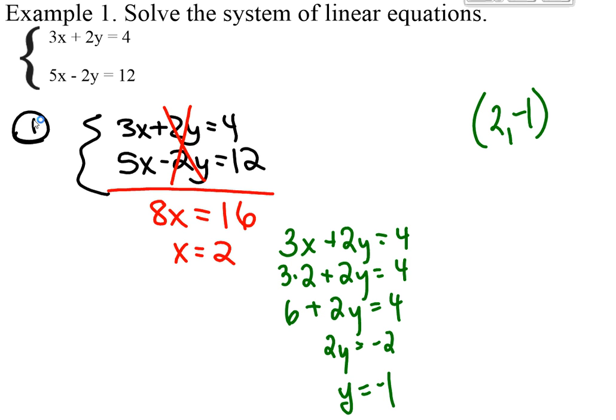But we should just check that in there, and I'll just do it in my head. So 3 times 2 plus 2 times negative 1. 6 minus 2 is 4, and 5 times 2, minus 2 times negative 1. That's 10 plus 2. And that's 12. So it checks as we go.